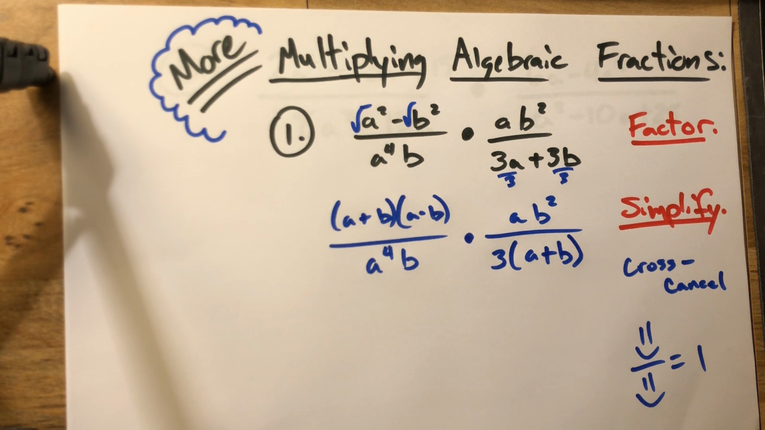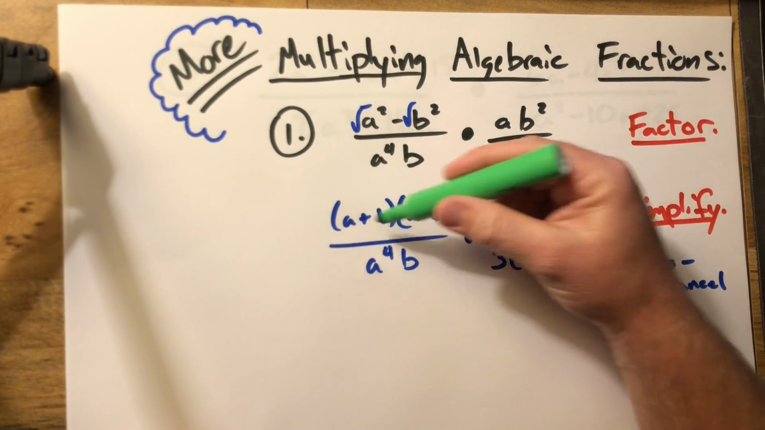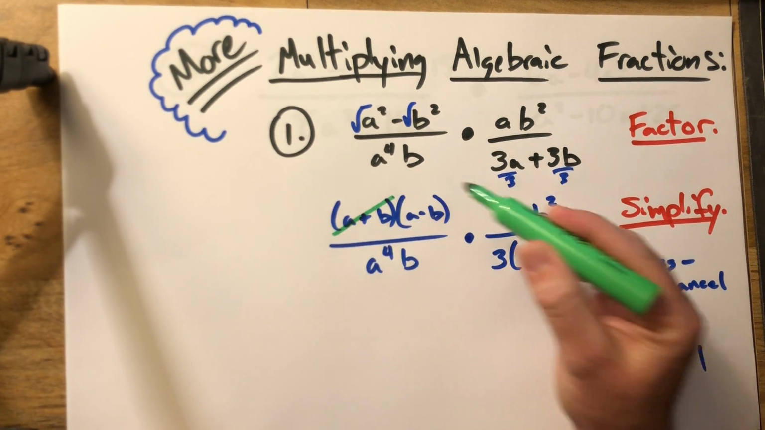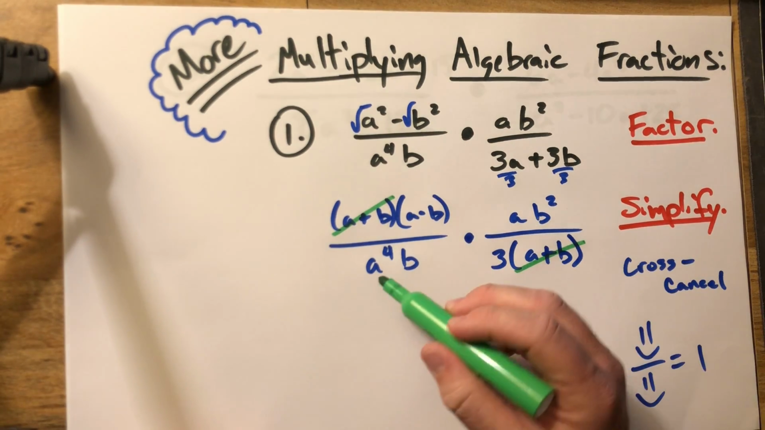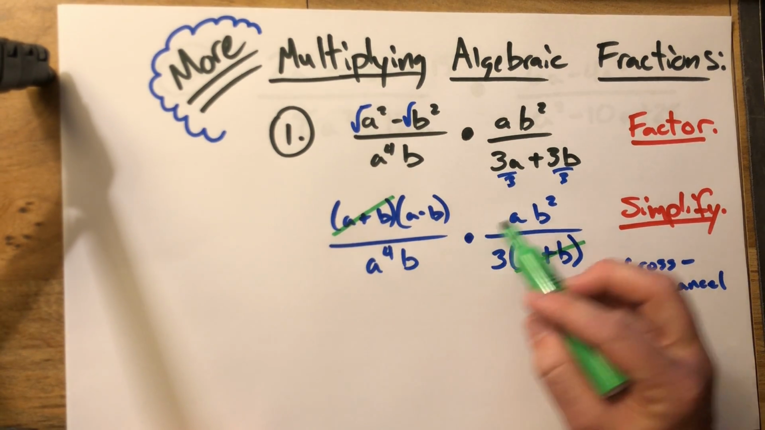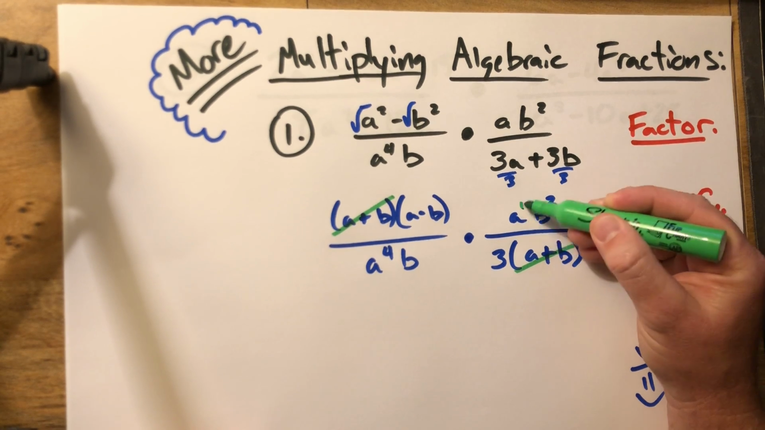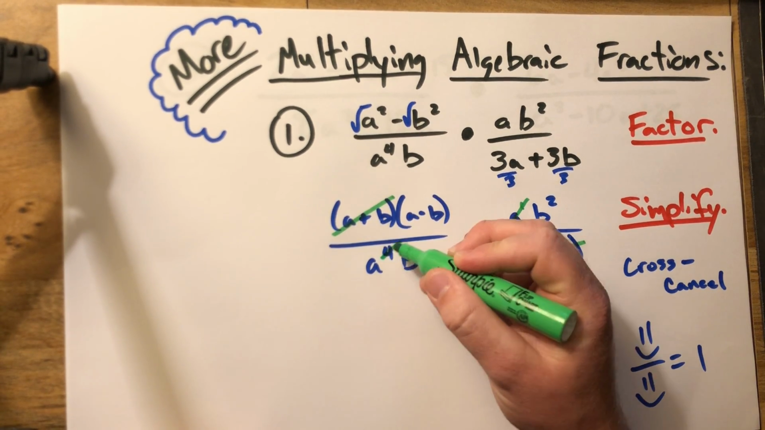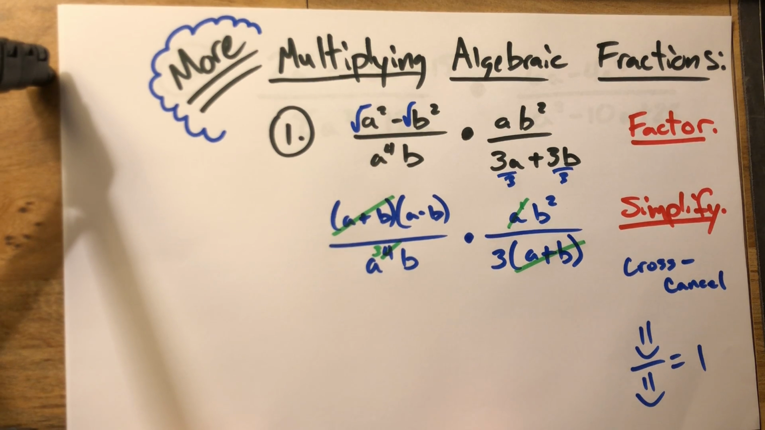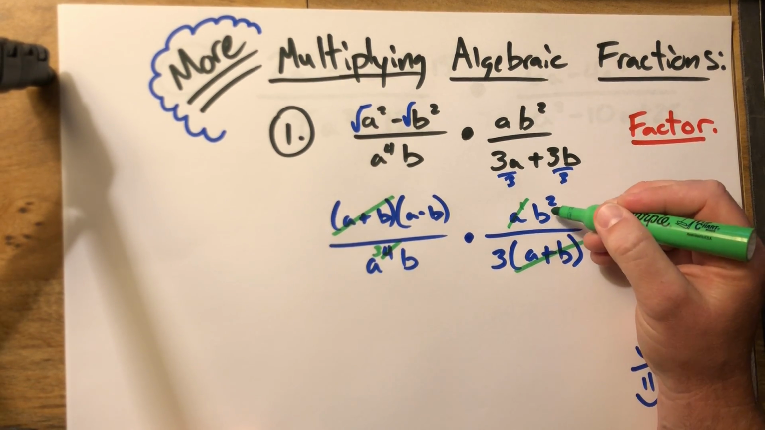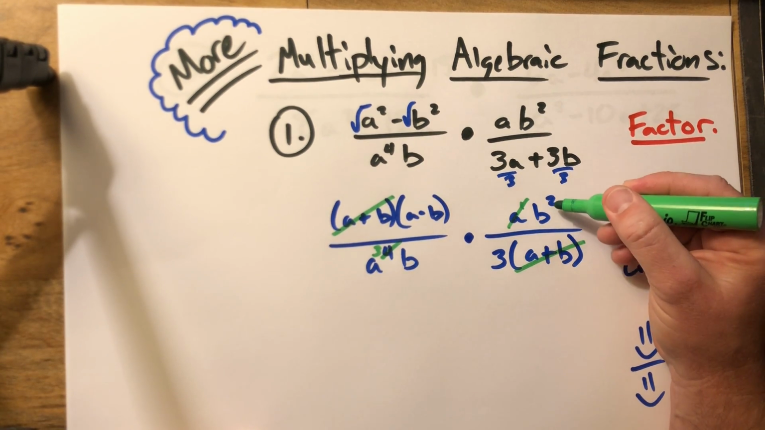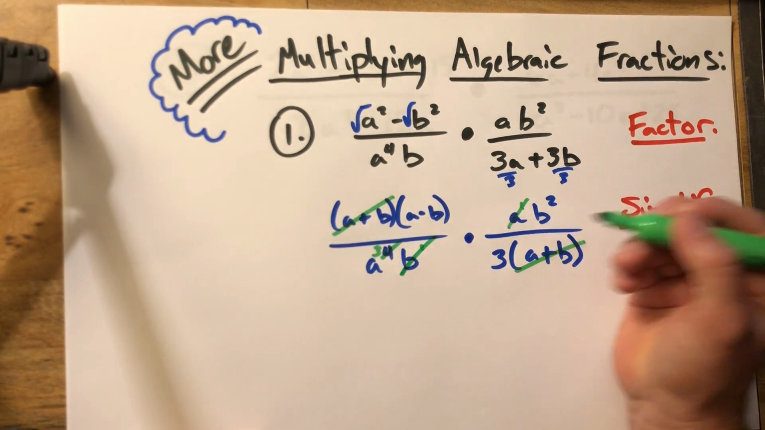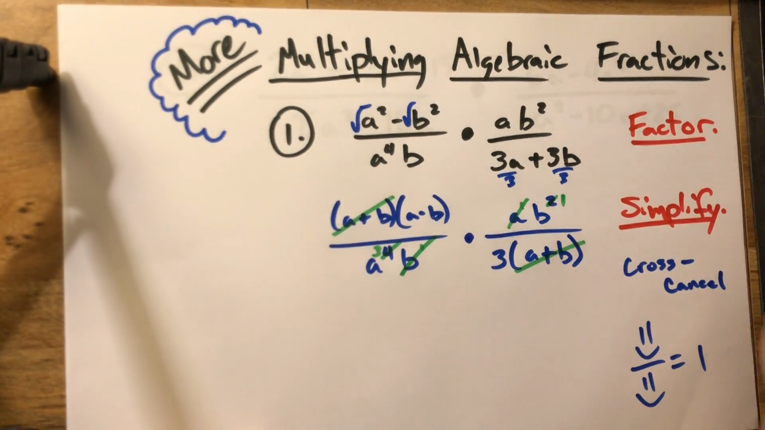Now let's look at our simplification step, or simplifying, cross-canceling. Let's start with this: a plus b, a plus b, a plus b, and a plus b would cancel out. So those are gone, they equal 1. Quotient of powers rule, so if we have 1a on top and 4 on bottom, the one on top would cancel out and the one on bottom would go to 3 because of subtraction. Same thing here, quotient of powers, 2 on top, 1 on bottom, the one on bottom would cancel out, leaving us 1 on top.